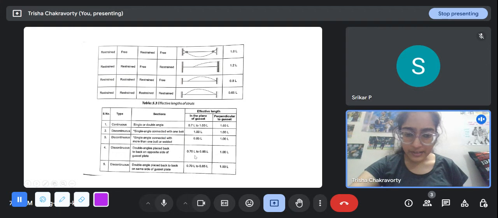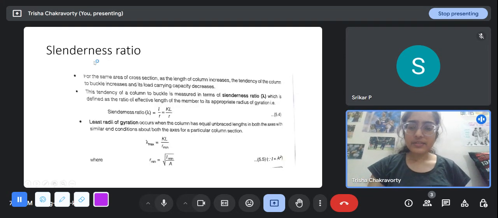And there are some effective lengths of struts as well, which I don't think you have to remember, but will be given if you need it. This is how the slenderness ratio is defined. For the same area of cross section, as the length of the column increases, the tendency of the column to buckle increases and its load carrying capacity decreases.